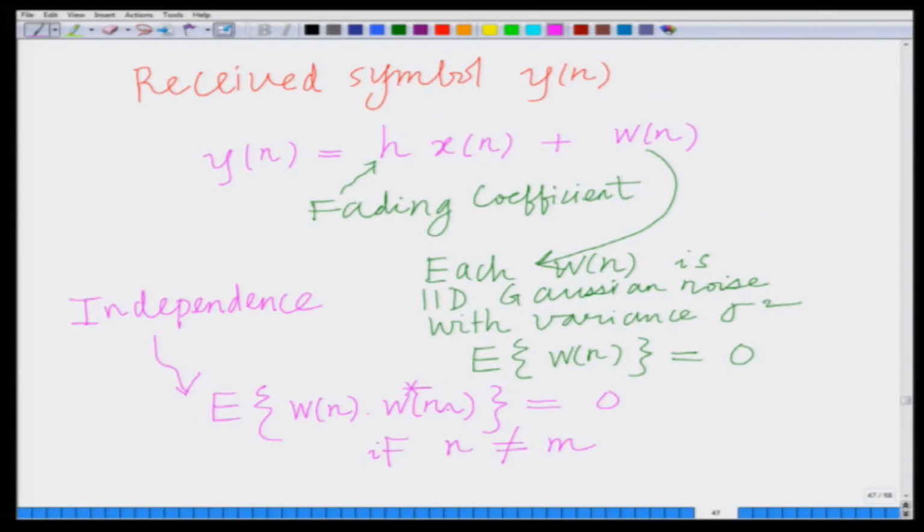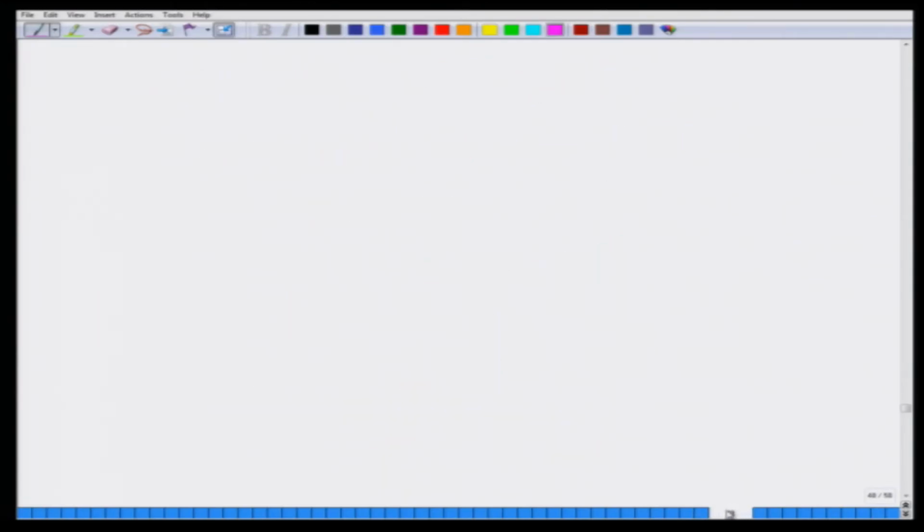So the correlation between these two different noise samples is basically equal to 0. The noise samples are Gaussian, independent, identically distributed, each has power or variance sigma square, each is 0 mean, and since they are independent and 0 mean, it follows that the correlation between two distinct noise samples is equal to 0. Okay. So this is the system model that we have, this is the standard system model.